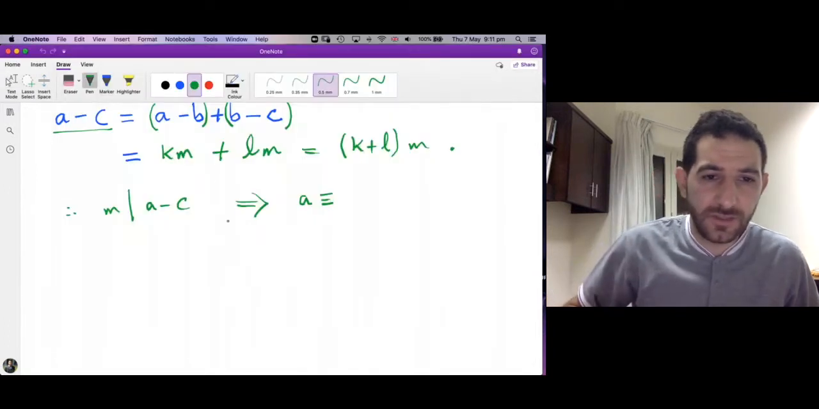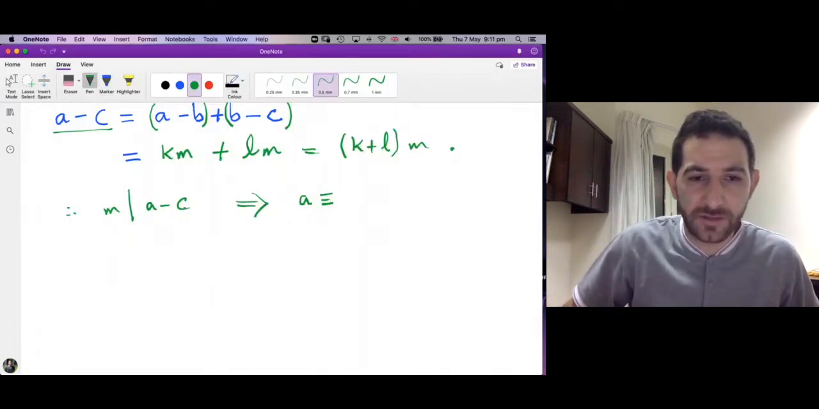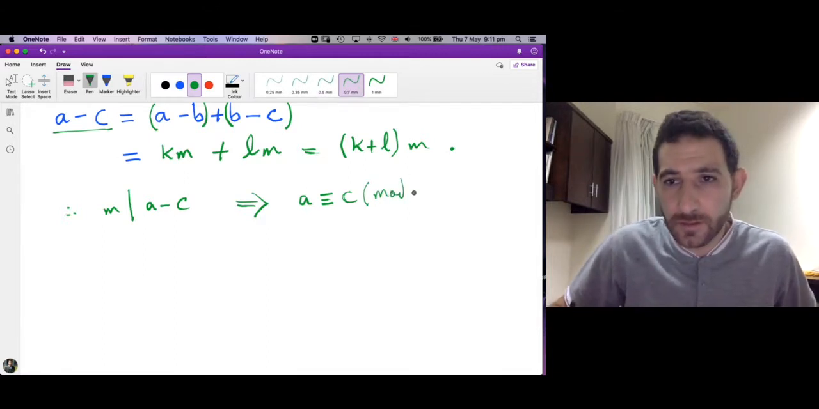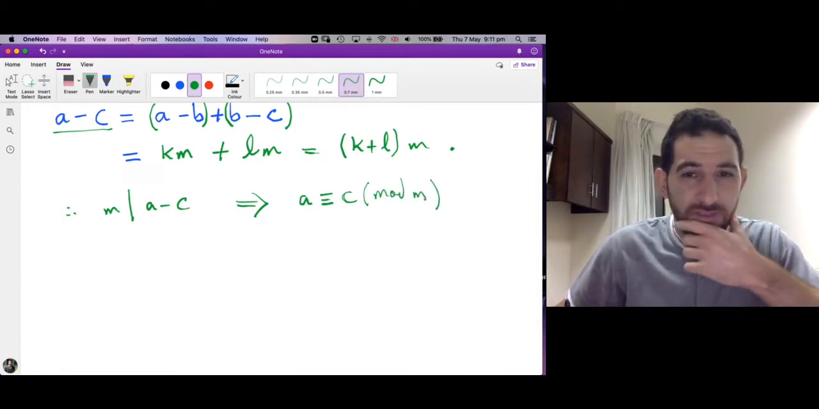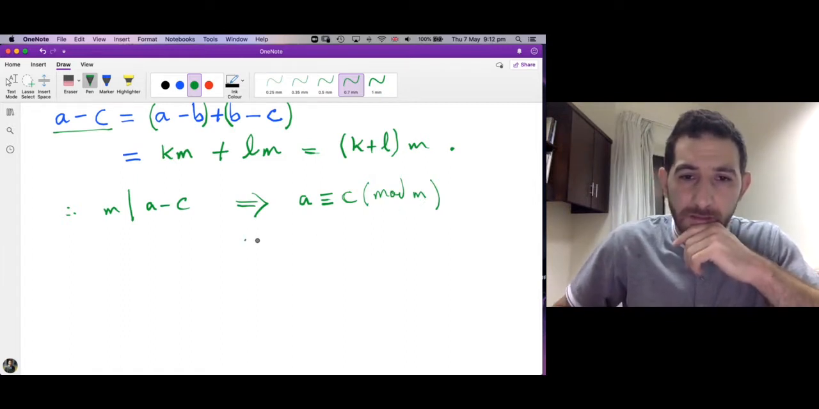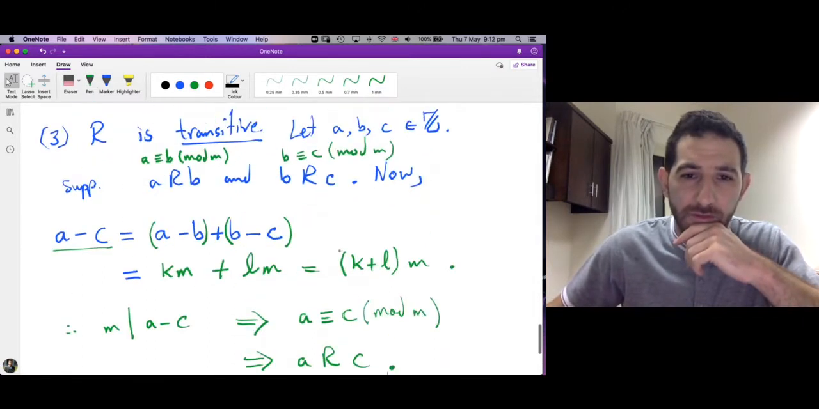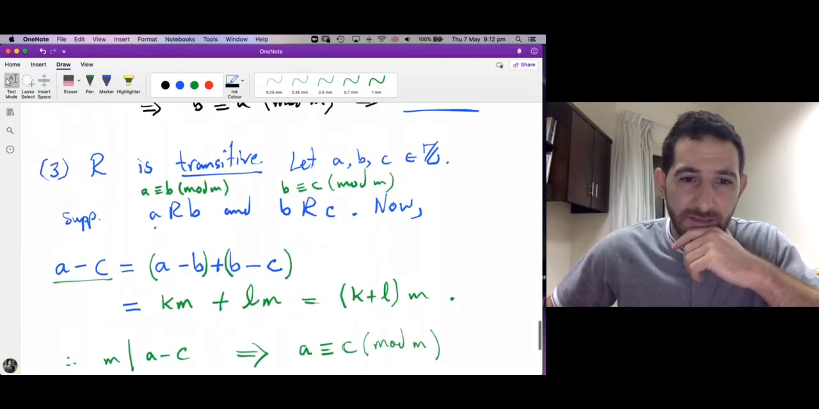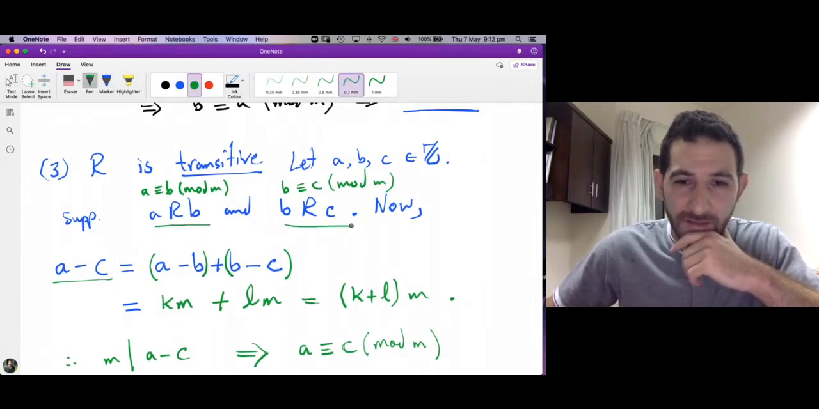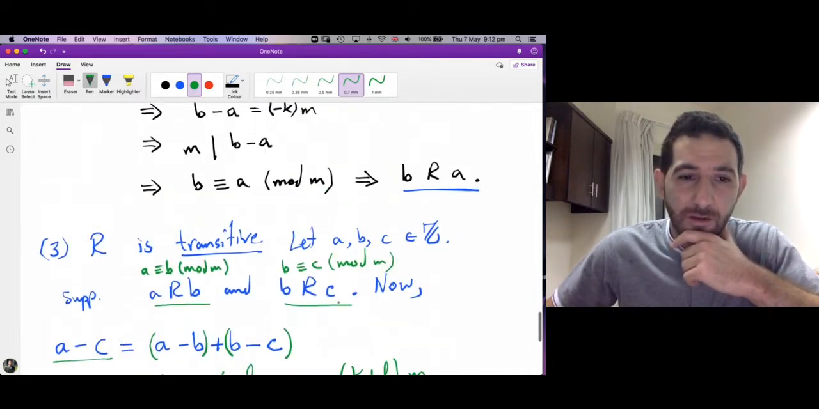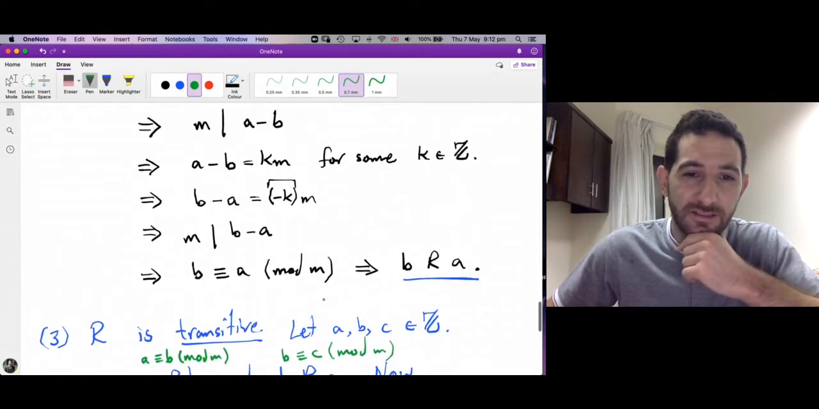So this means that M divides A minus C, which means that A is congruent to C mod M. And this means what? That A is related to C. And this is what we want. We want to show transitivity, and transitivity means if A is related to B and B is related to C, we want to prove that A is related to C. So this shows that R is transitive.